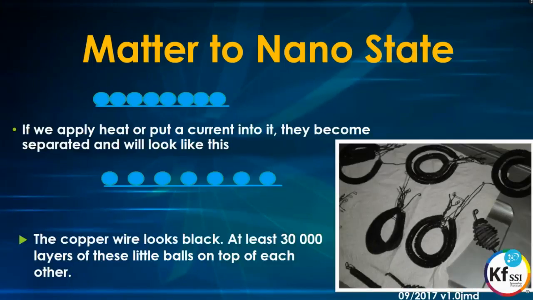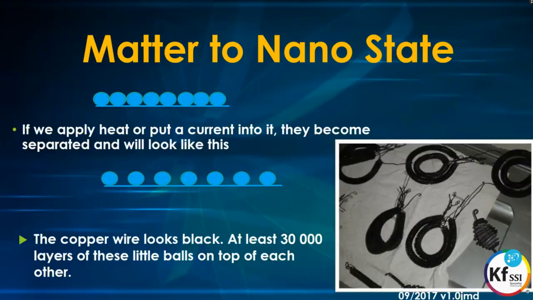So when we go to the nano state, if we apply heat or put a current into it, if we apply heat through the caustic environment, it becomes separated and will look like this. We can see that those tiny balls that were very tightly packed are released, and so they'll find their position, they'll move further away from each other, still connected, but now they're further apart.